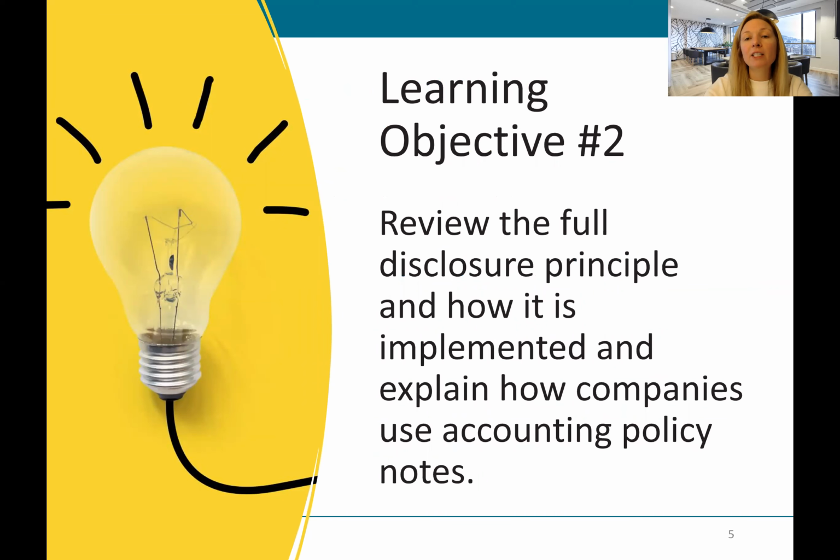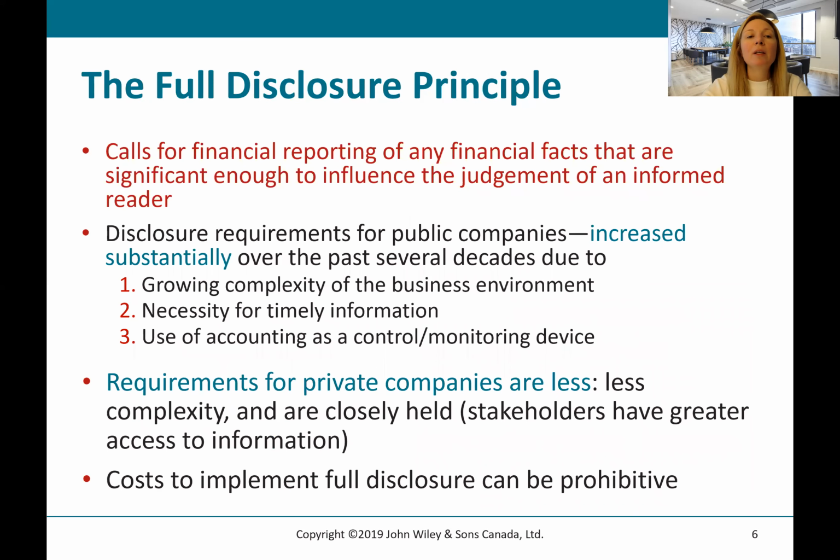Our second learning objective is to review the full disclosure principle and how it is implemented and explain how companies use accounting policy notes. The full disclosure principle calls for financial reporting of any financial facts that are significant enough to influence the judgment of an informed reader. So the disclosure requirements for public companies are, of course, significantly higher than private, and they've even increased over the past several decades due to the complexity of the business environment, the necessity for timely information, and the use of accounting as a cost control and monitoring device.